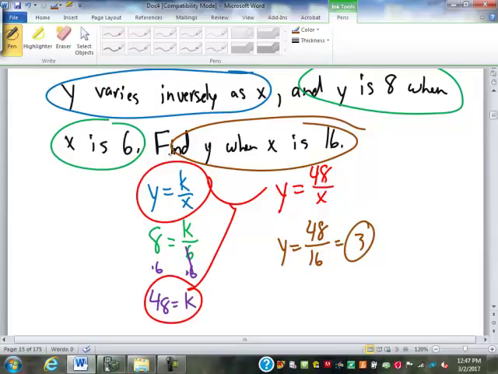You can see x got bigger. X went from 6 to 16. Y got smaller. X more than doubled. Y was cut to less than half.